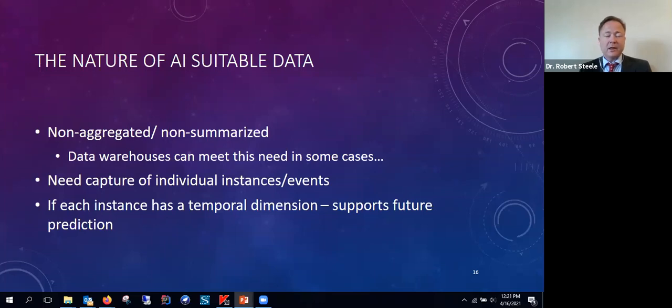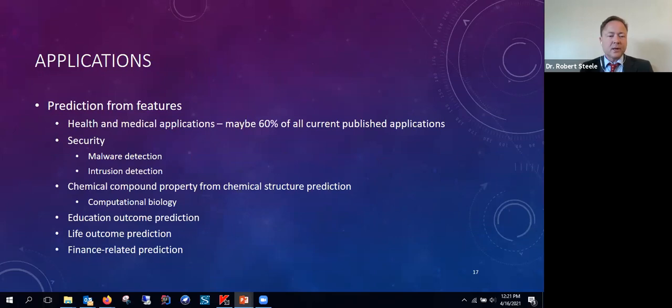What we need there is individual events or instances or objects described in as much detail as possible, not summarized, not averaged, particularly where these instances have a temporal dimension. This basically provides us the mechanism to predict the future in a certain problem domain. And I'll elaborate that a little bit more with some examples.